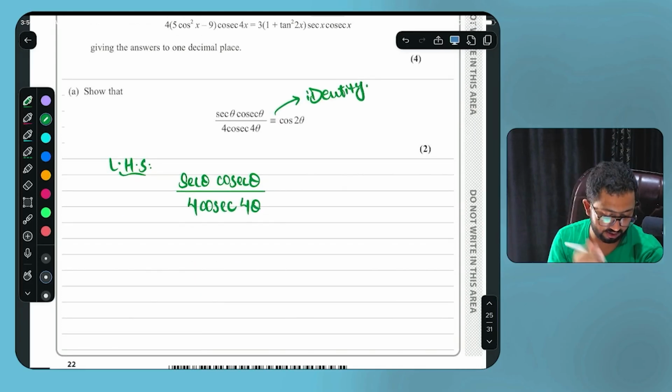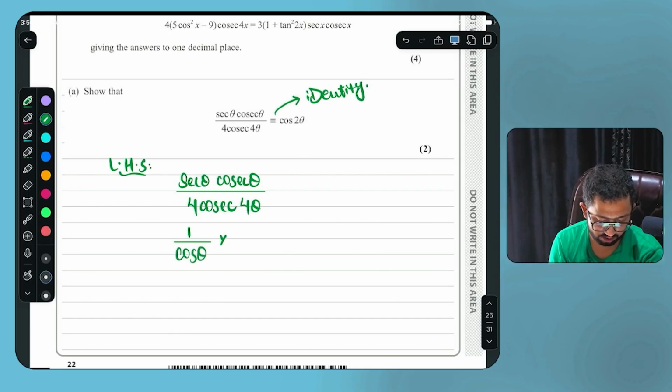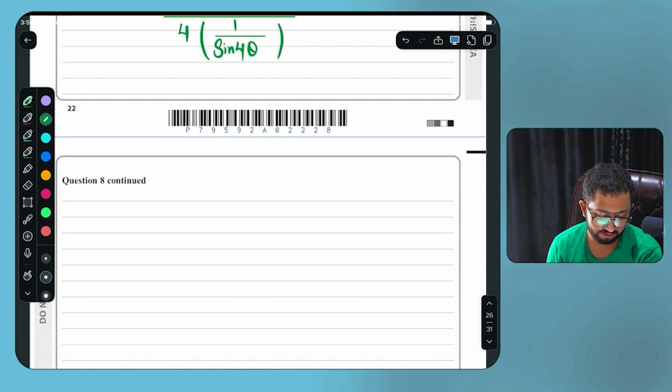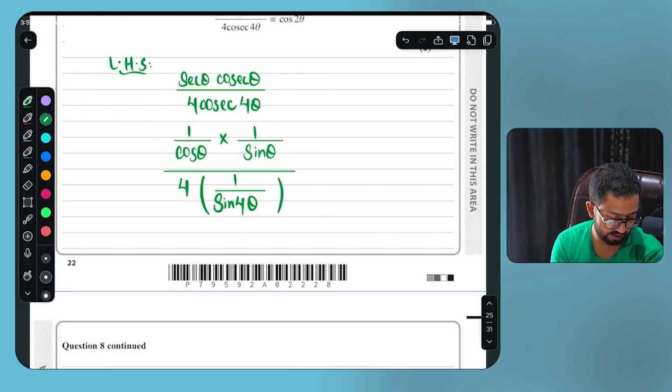So what can I do? Everyone knows we hate secant theta, cosecant, cot and tan. Let's convert secant theta into 1 over cos and cosecant theta into 1 over sine. Divided by 4 into cosecant 4 theta can also be written as 1 over sine, but be careful, the angle is 4 theta. Angle is 4 theta. Perfect.